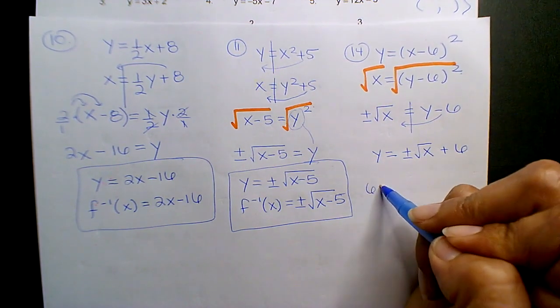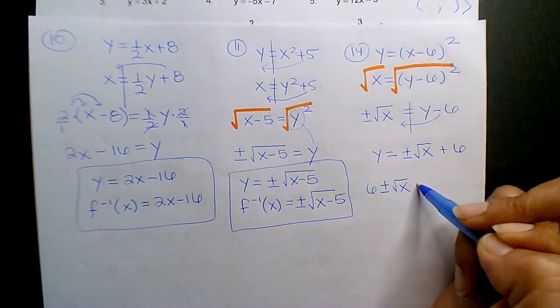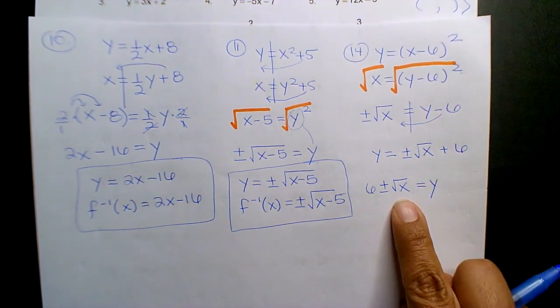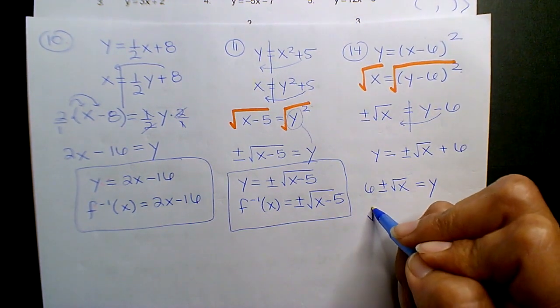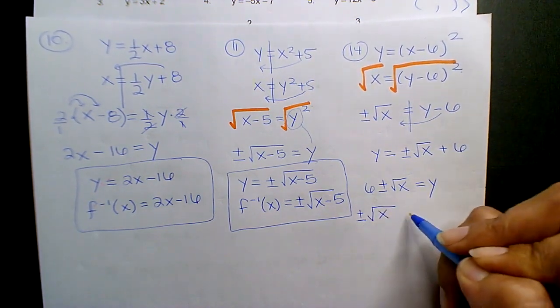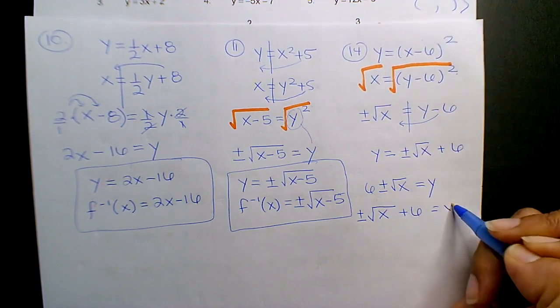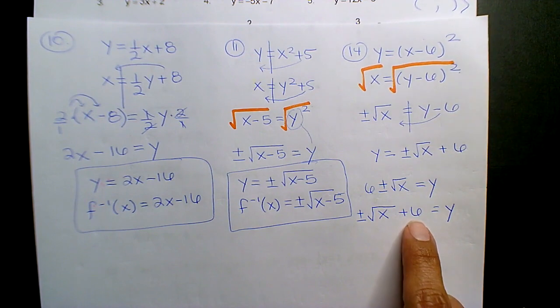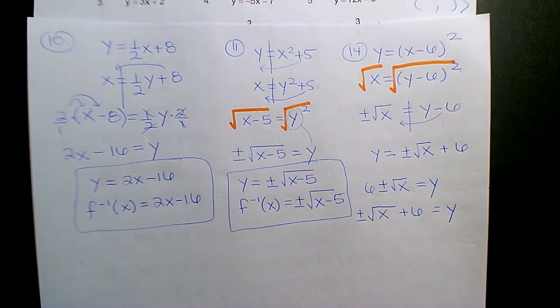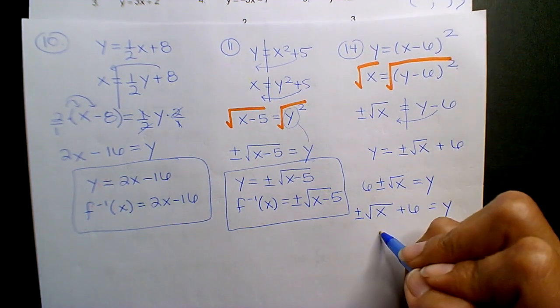If you wrote it like this, it's not that it's wrong. It's just usually the x is first, the constant, right? You can write it like this. It's just normally it's always the x first, and then any constant goes to the back. Okay, or f of x.